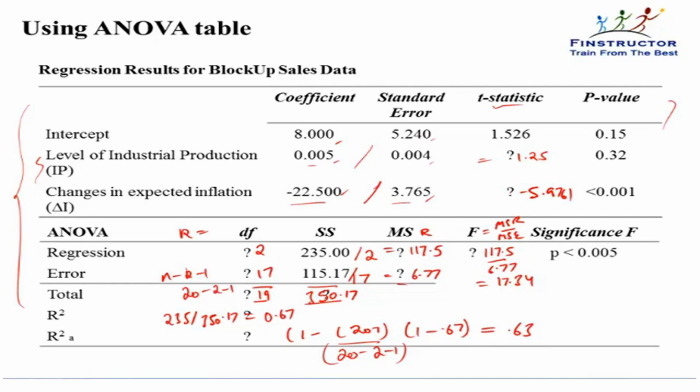The second part wanted us to make a judgment on the significance of the individual coefficients. So the p-value is given and the level of significance is given to be 5%. For the intercept, the minimum level of significance required to reject this null is 15%. Our level of significance is 5%. So we cannot reject the null that the intercept is equal to 0. So the intercept term is not statistically significant.